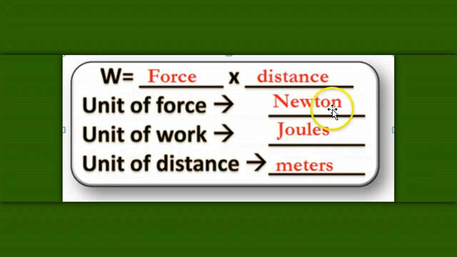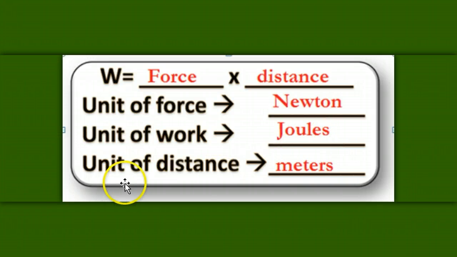Now the items that are in this little rectangle, you need to know these. These are majorly important and you need to copy them down. You will need to know this to figure out any problem concerning work, force, or distance in this unit. So the unit that we use for force is a newton. The unit that we use for work is called a joule. It's not spelled like jewelry.